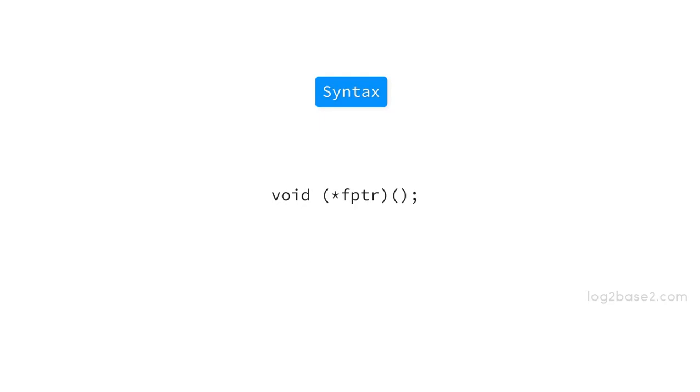Similarly, if we want to create a function pointer whose return type is int and which will take an integer value as an argument, then the function pointer syntax will be int, function pointer name in parentheses, and int in parentheses.